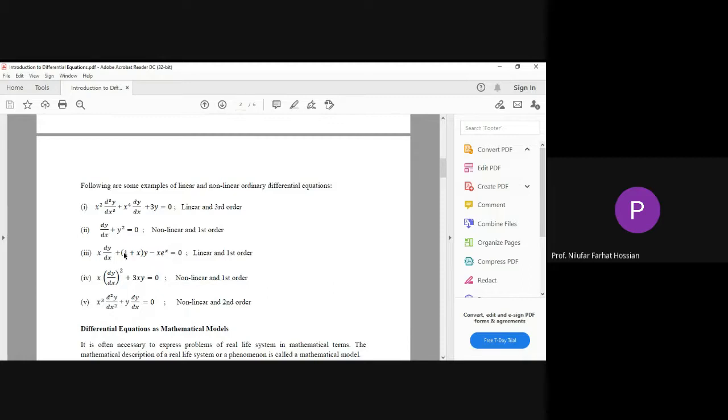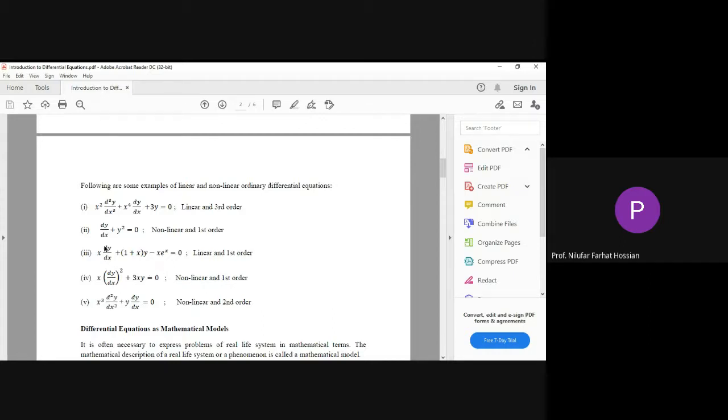Now this next one. Now the next one, you see, dy dx is the only derivative and the order is 1. So the order of this equation is 1. And your dependent variable is y. The degree of this derivative is 1. And there is only one term containing this y, and the power of y is 1. So the first condition is satisfied.